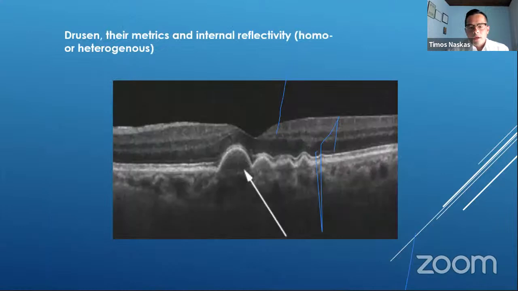Then we described drusen and their metrics. Whenever one or more drusen were present, we went on to measure, in the largest druse, its base diameter, its height, as well as its internal reflectivity. If the reflectivity was the same across the druse, it would be homogeneous, but if it changed throughout, it would be heterogeneous. The reason we noted this was that different reflectivities might indicate different materials under the druse.